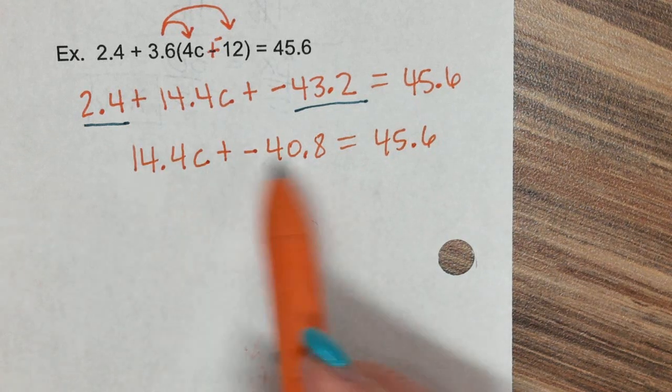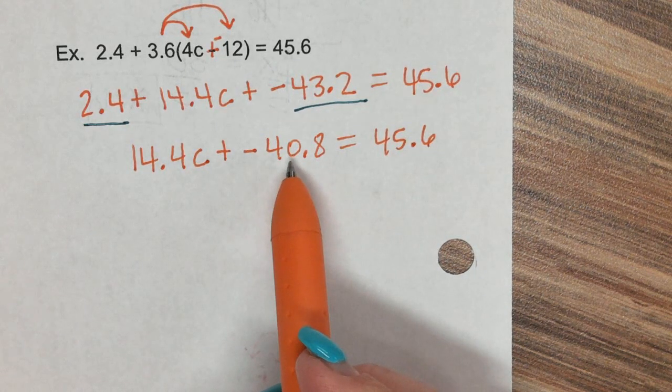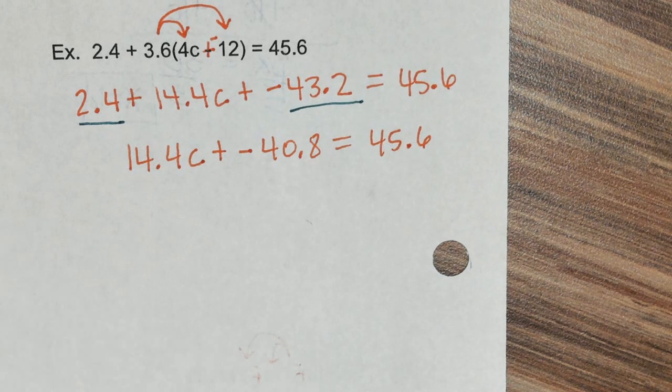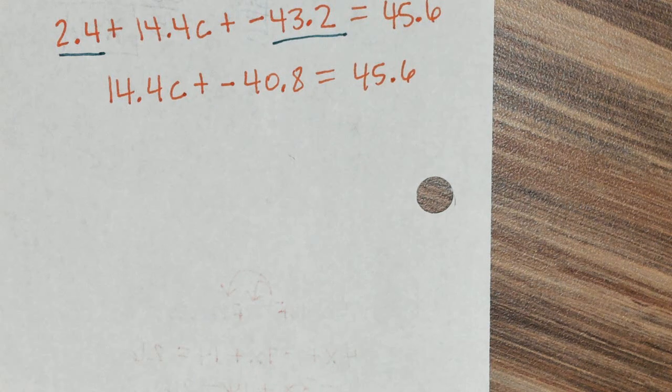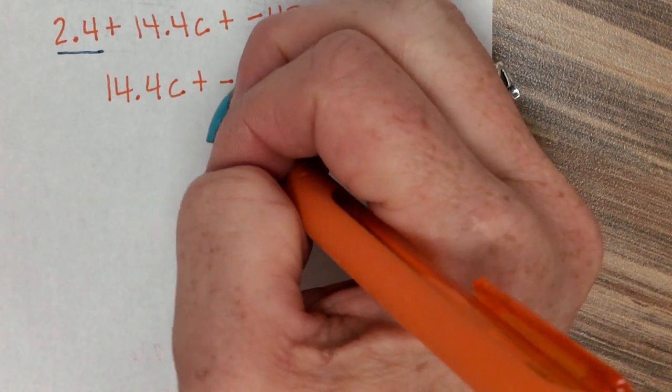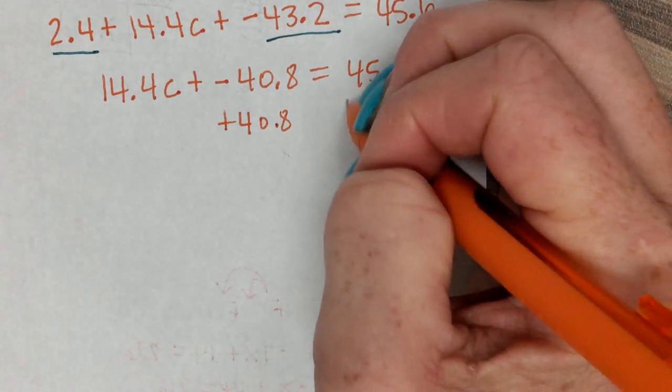Did it matter what order I wrote those in? No, I could have put this first, negative 40.8 plus 14.4C. It doesn't matter. Now I'm going to get rid of the constant. How do I get rid of a negative 40.8? Plus 40.8. Whatever I do to the left, I have to do to the right.